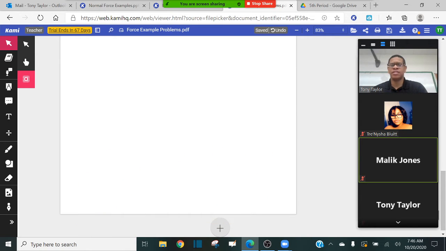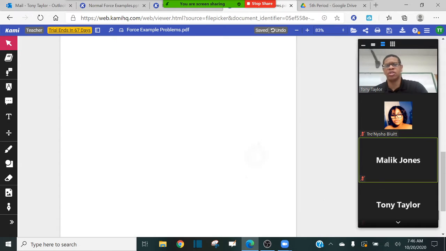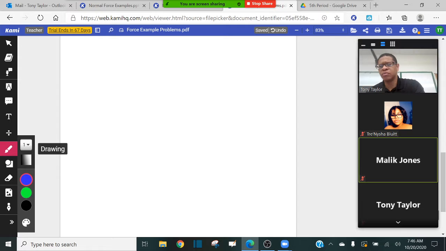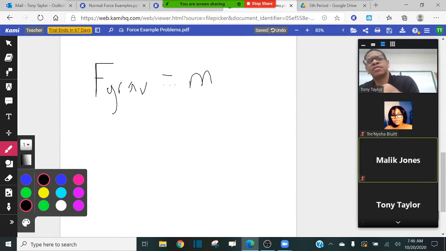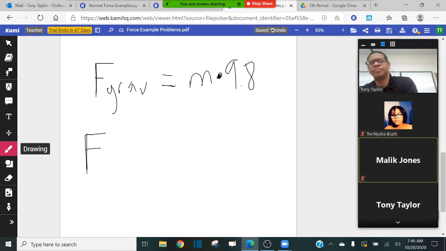By the way, guys, I want to say something here for your homework. Even though technically the equation for the force of gravity is equal to mass times 9.8, for your homework problems, to make things simple, we're just going to round 9.8 off to 10. Okay.